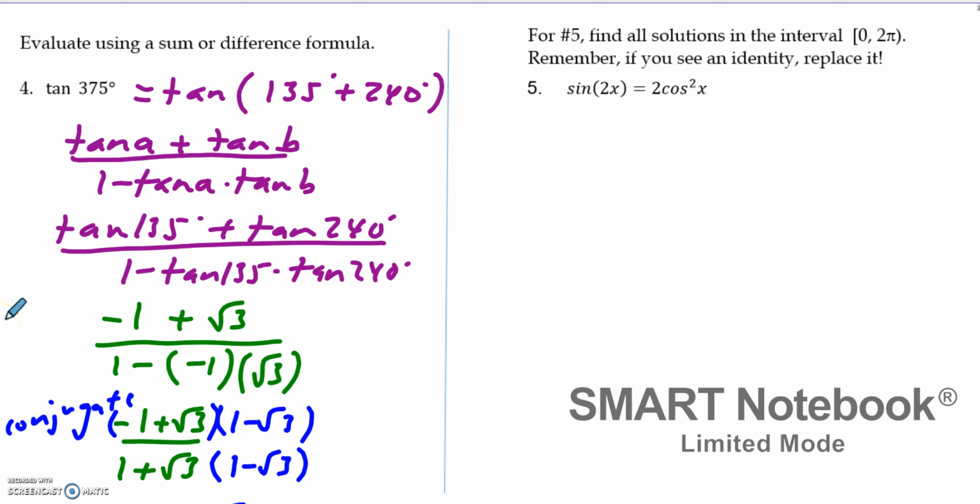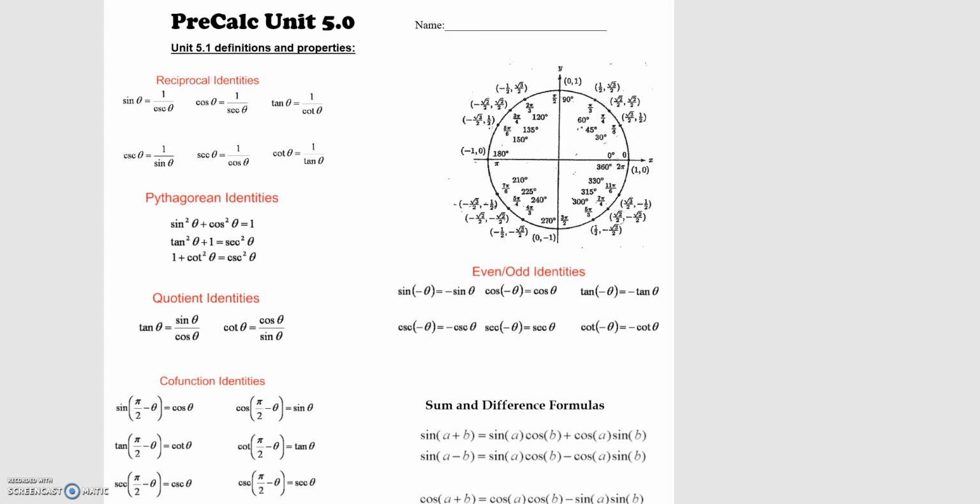Number 5, find all solutions in the interval from 0 to 2 pi. Remember, if you see an identity, replace it. So I actually see two possible identities here, but I think the best way to solve this problem is by noticing that this first part has a rotation of 2, and this one only has a rotation of 1. So my suggestion will be replacing sine of 2x as a double angle identity with what it really is equal to, and so let's look at that.